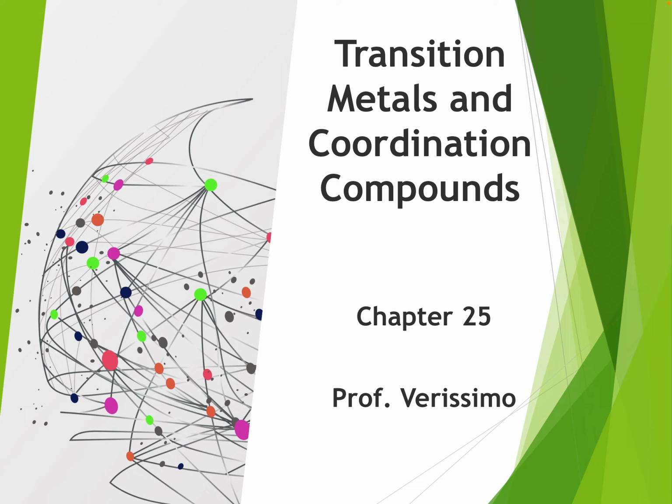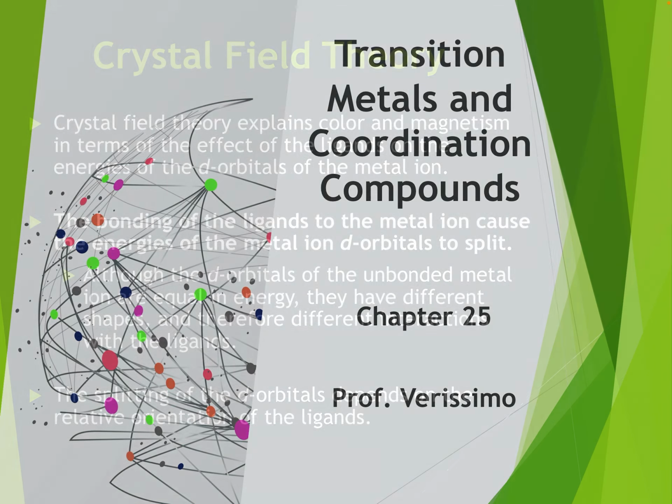Where we left off last time, we were talking about valence bond theory and how that was allowing us to look at the geometries of complex ions and coordination compounds. But we said it wasn't very good at predicting the color of these compounds or their magnetic properties. So I told you instead we were going to look at crystal field theory for those topics. So that's what we're doing today. We are learning about crystal field theory.